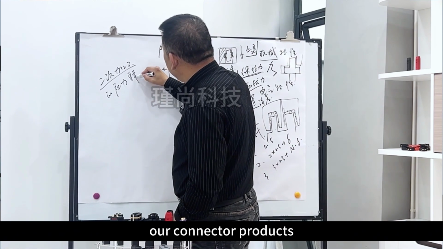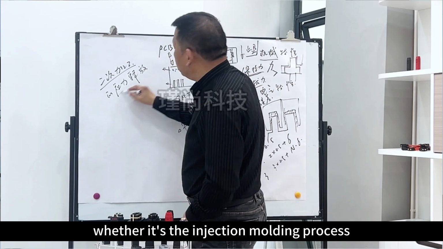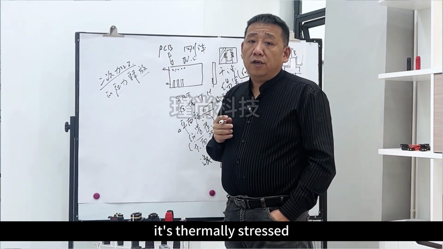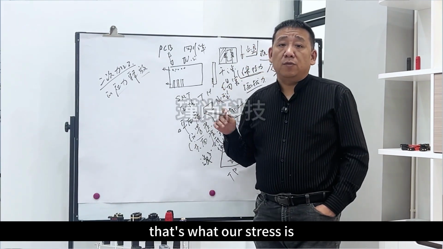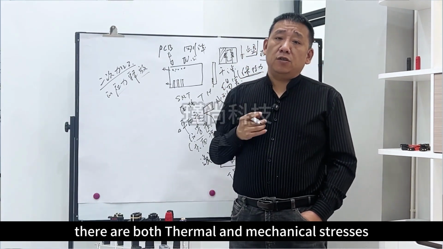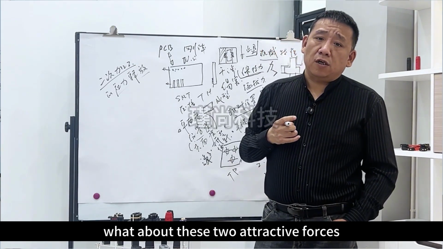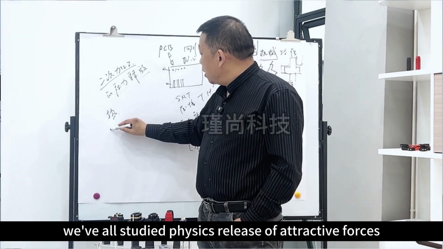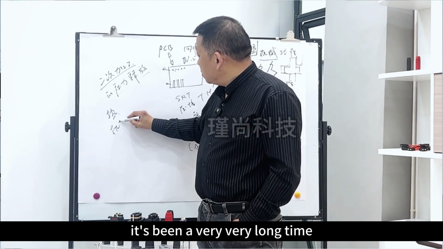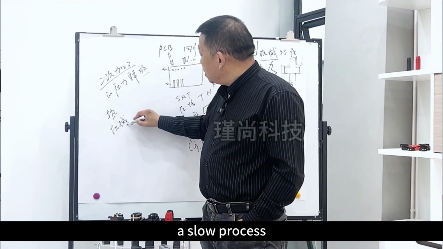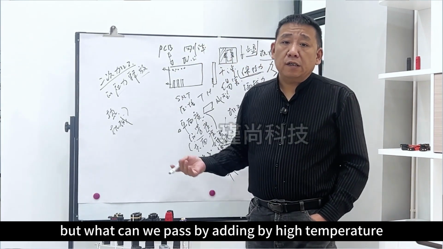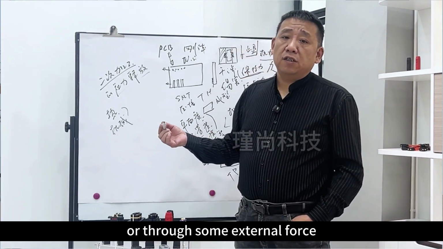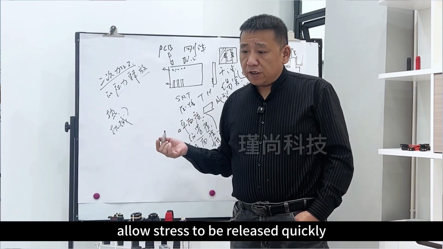Our connector products, whether made by the injection molding process or the stamping process, carry stress. There are both thermal and mechanical stresses. What about these two kinds of stress? We've all studied physics. Stress release is a very, very slow process. But what can we do? By adding high temperature or some external force, we can allow the stress to be released quickly.